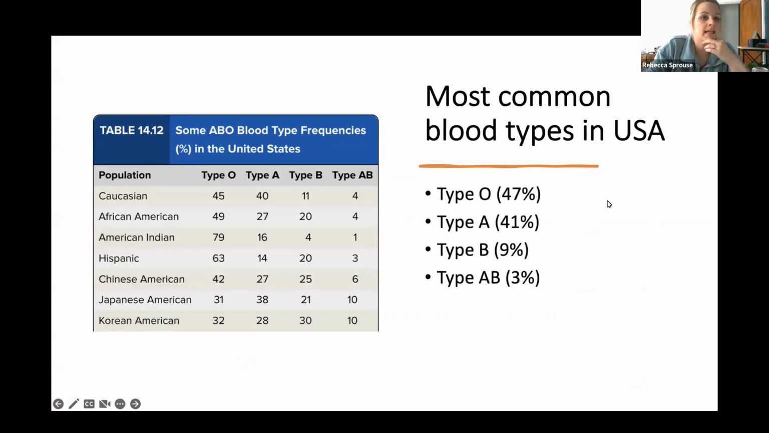Now, the most common blood types in the US are type O and A, O being the most common, which is 47%, A being the second most common. AB is the least common. Now, if you come over here to this chart from your book, you see that type O is pretty much the most prevalent in most people, but in the Asian American countries, they have a lot of type A as well as type B, and they're actually the highest in AB as well.